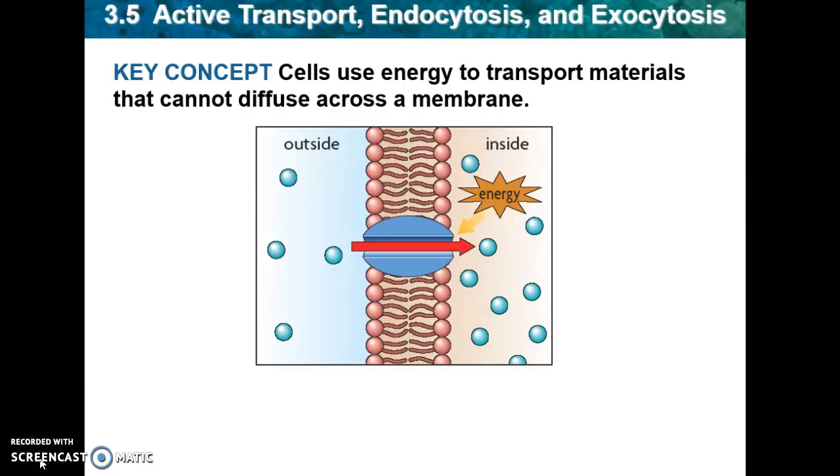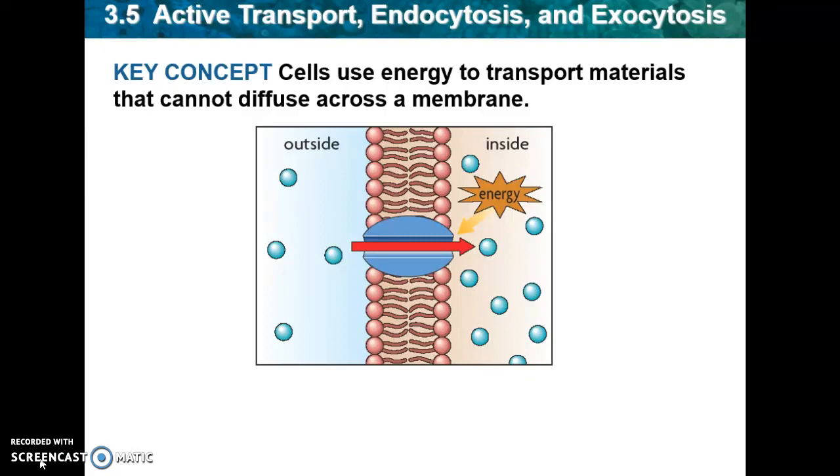Congratulations on making it to the end of Chapter 3. So in Section 3.5, we're going to talk about active transport, endocytosis, and exocytosis. So again, that's endocytosis and exocytosis. These are forms of active transport.